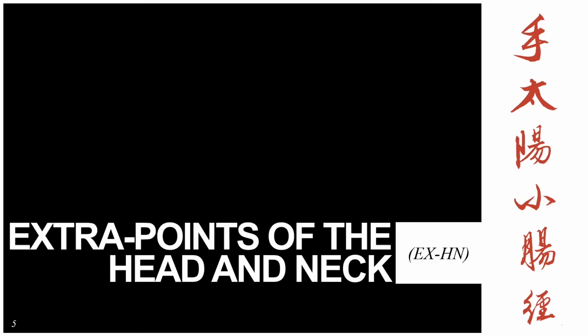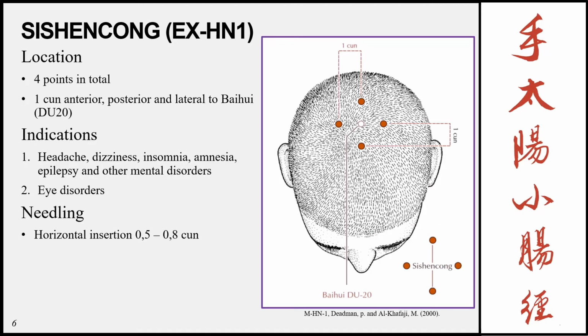So the first set of points we're going to look at are the extraordinary points of the head and neck, EX-HN. Here you'll see an example of how a point's name will be written out. On this first point, I've called it Zi Shen Kong, that's the Mandarin name. And then in the brackets, I've given you the standard English numbering system that we use, which is EX for extra point of the head and neck number 1.